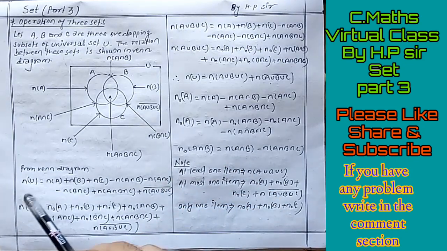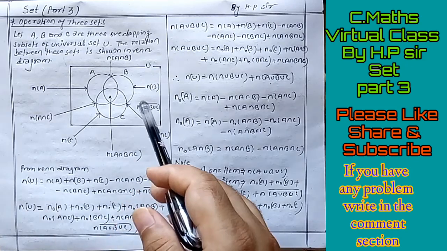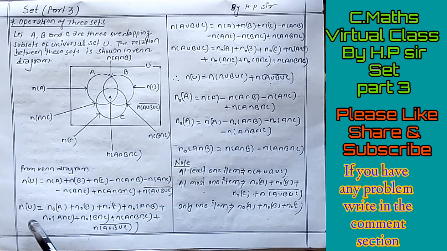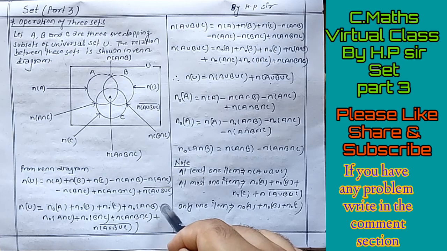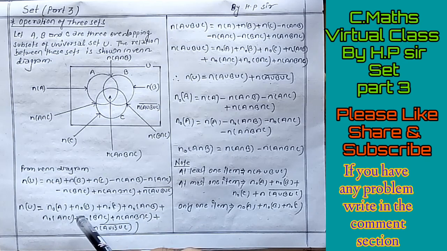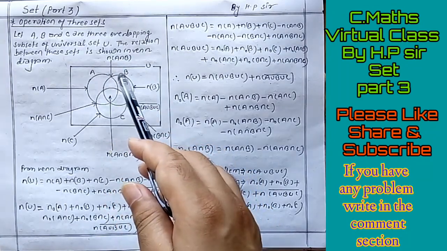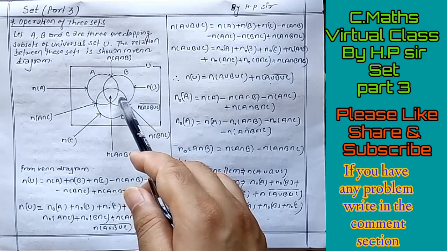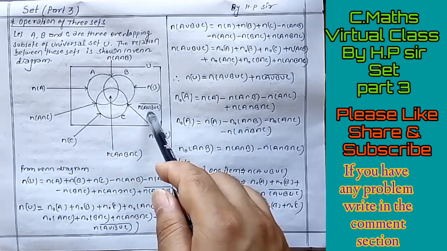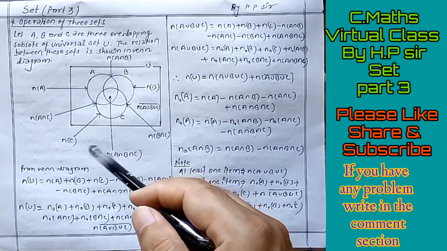Another formula for universal set in terms of these three sets is n(U) equals n(only A) plus n(only B) plus n(only C) plus n(only A intersection B) plus n(only A intersection C) plus n(only B intersection C) plus n(A intersection B intersection C) plus n of (A union B union C) whole complement. That means n(U) is equal to this plus this plus this plus this plus this plus this plus this and that. Let's discuss another formula.